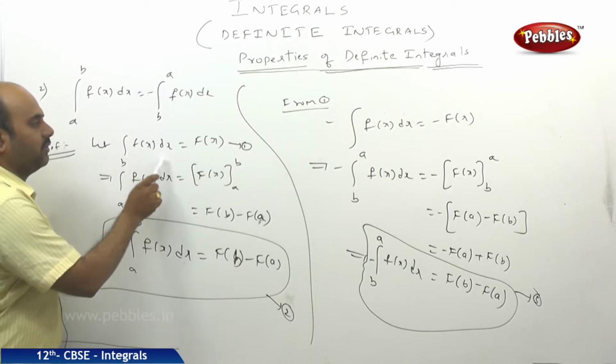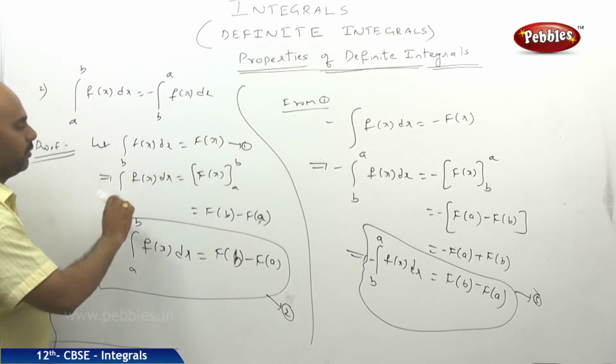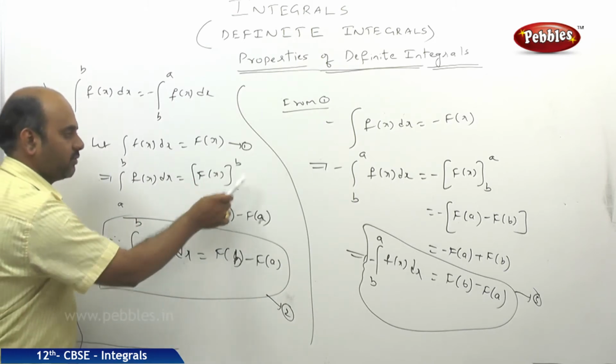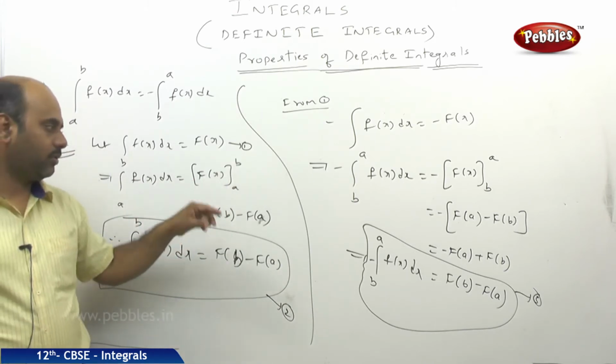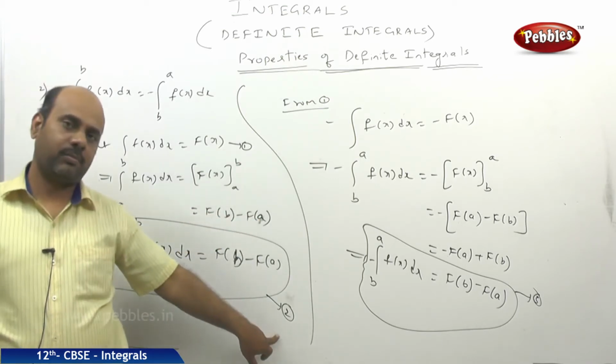Let integral of f of x dx is equal to capital F of x. So on both sides I applied integral from a to b f of x dx, that is equal to F of x from a to b. Now substituting, I got F of b minus F of a. So I call this number 2.